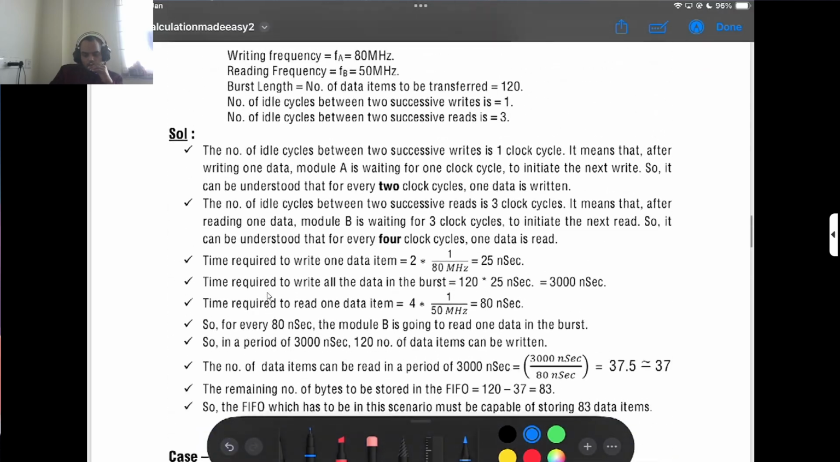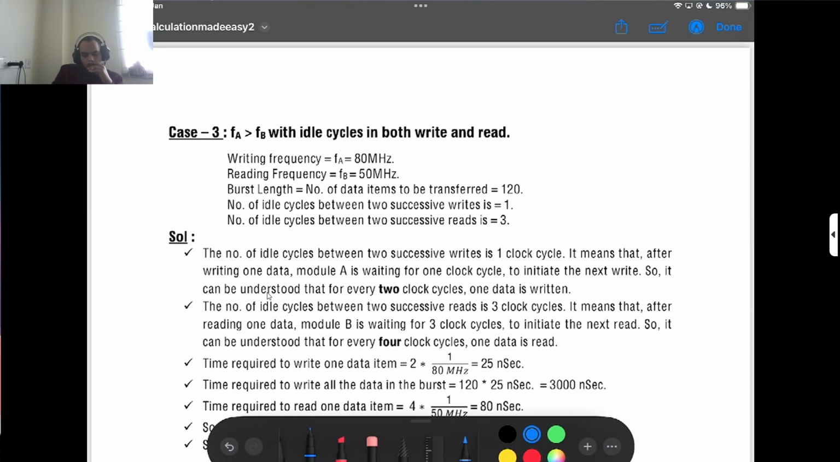Okay, let's go through the problem once more. So this is my ideal clock, and I assume both read and write use the same clock. So here is the write and here is the read. Both are the same, but the problem is the idle cycle between two successive writes is 1.